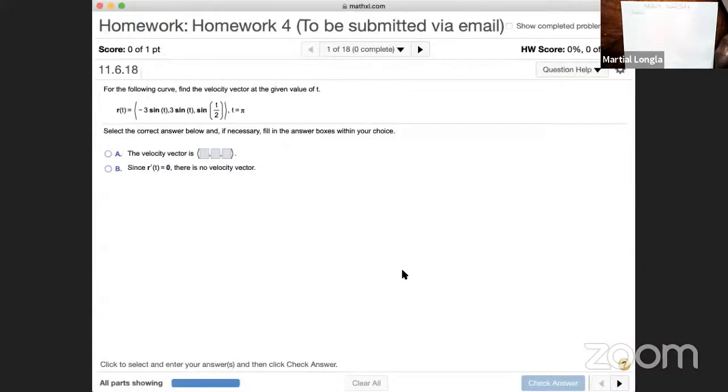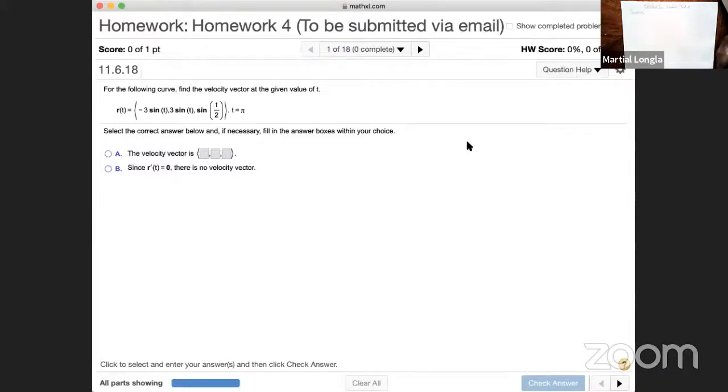So the first question was, for the following curve, find the velocity vector at the given value of t. All you have to do in that question is take the appropriate derivative and plug in the value of t to find out what it is. So first part of the answer, you put that here. Second option is here. If r prime is 0, you choose the second option. If it's not 0, then you plug it in and you write down up there what the answer is.